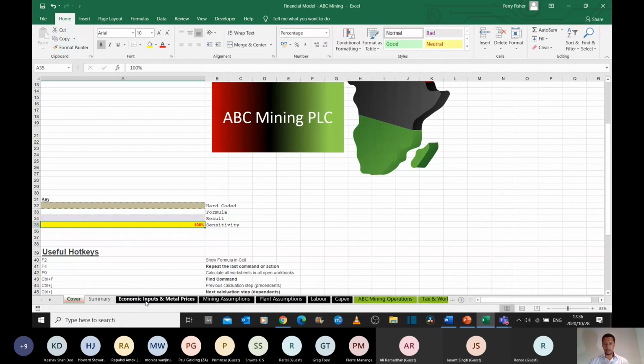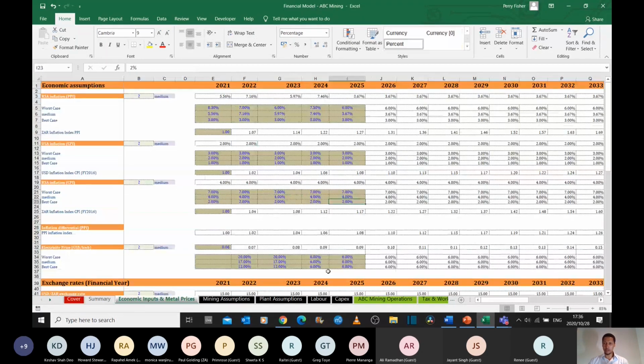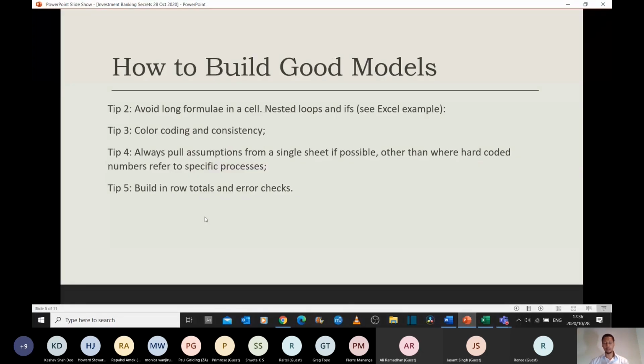So color coding, it really does help when you are navigating your way through a model to understand where the hard-coded numbers are. So that's also a time saver in the future. Might take you long to put the model together, but in the future when you're debugging, that's an excellent tip. Always pull assumptions from a single sheet if possible. Other than where hard-coded numbers refer to specific processes. So I just went through that.